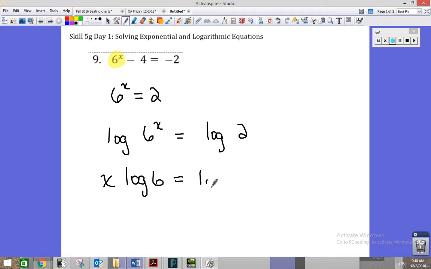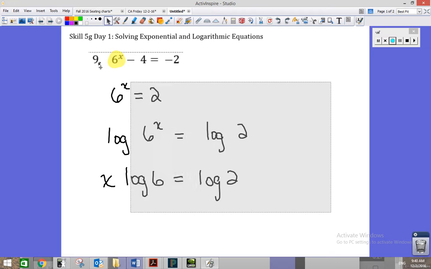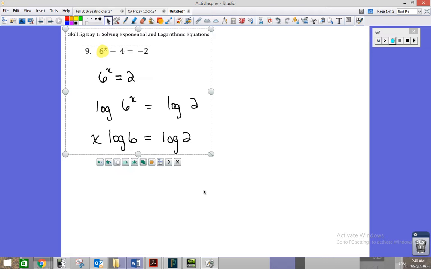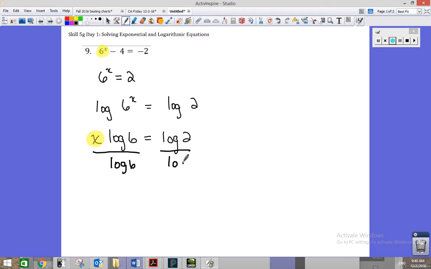So now on the left hand side I have two factors, and one of the factors is of interest because it's my variable. I need to get this factor by itself, so I need to divide both sides of the equation by log of 6. And so I have that x is log of 2 over log of 6.